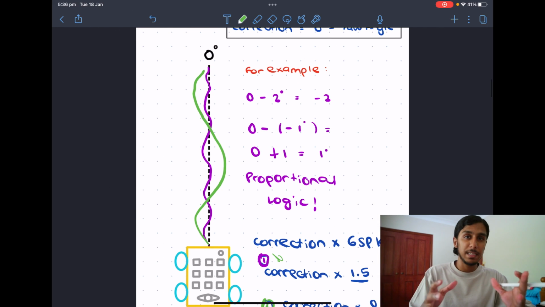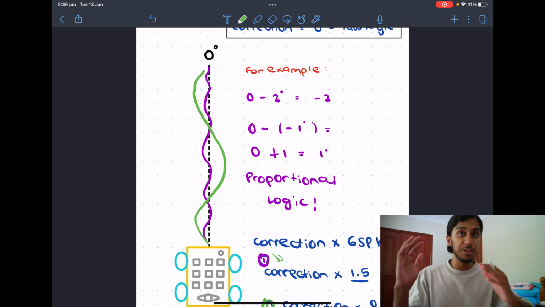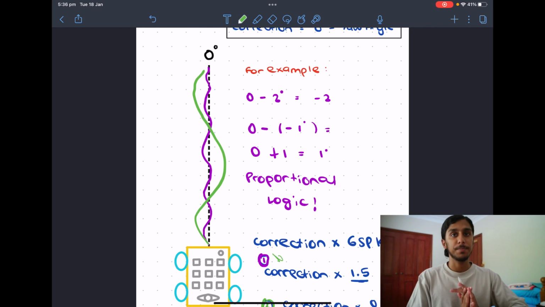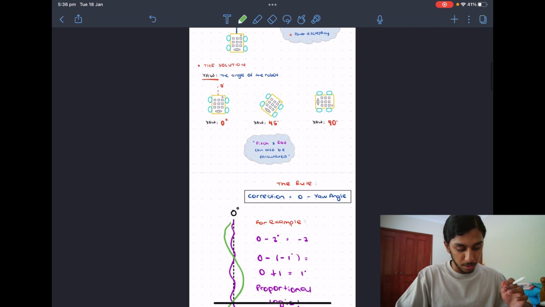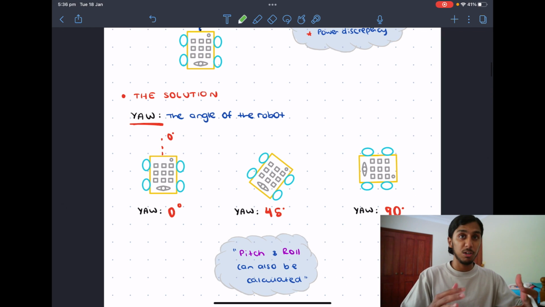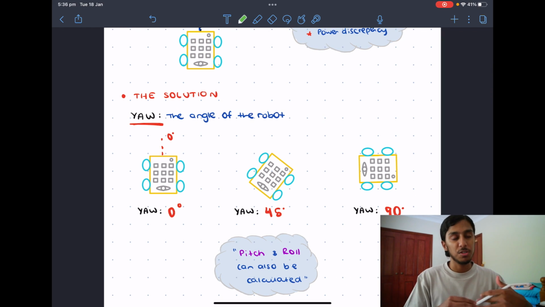Now, if that doesn't really make sense, it doesn't matter. All you need to know: higher GSPK, faster corrections; lower GSPK, slower corrections. That's pretty much it for the understanding. So if you have understood that, then you're pretty much ready to program. If you haven't, maybe rewatch it, ask questions down in the comments below, and I'll try to get back to them. So without further ado, let's go over to the laptop and actually program this out.